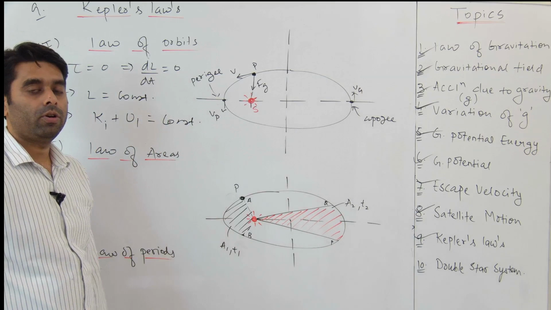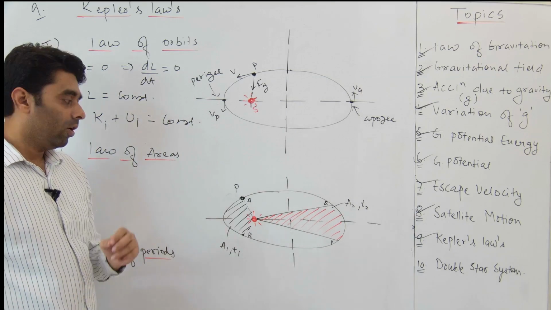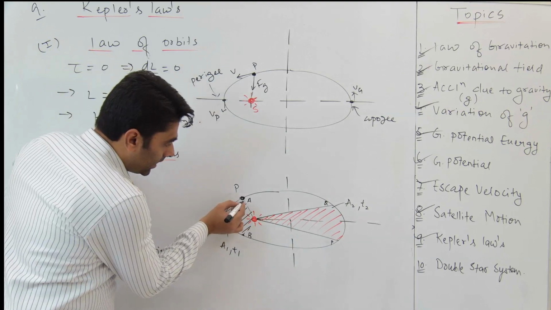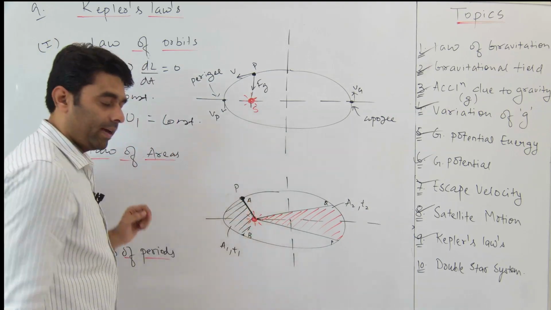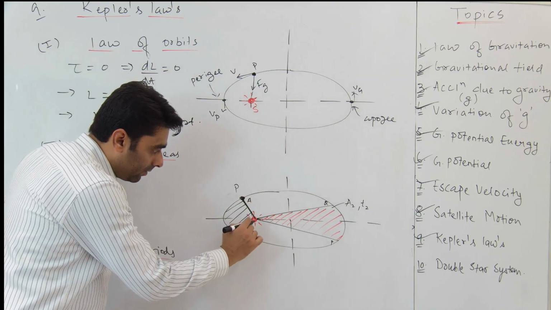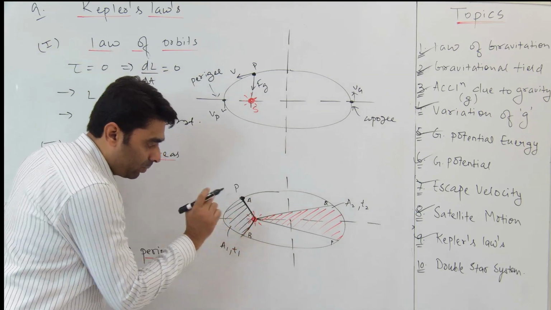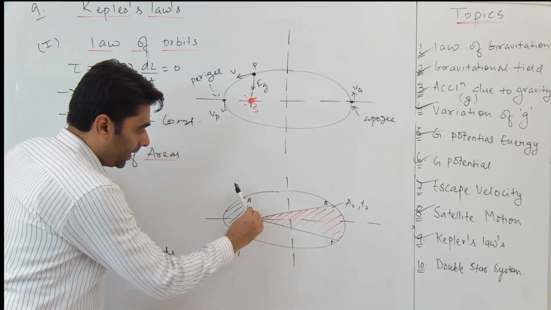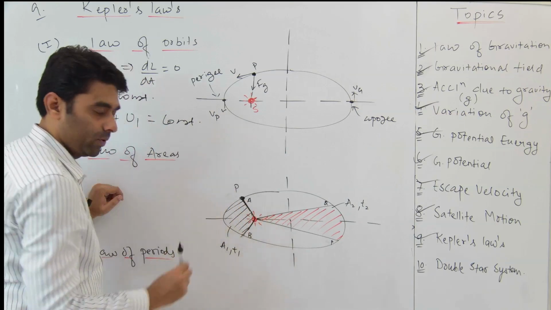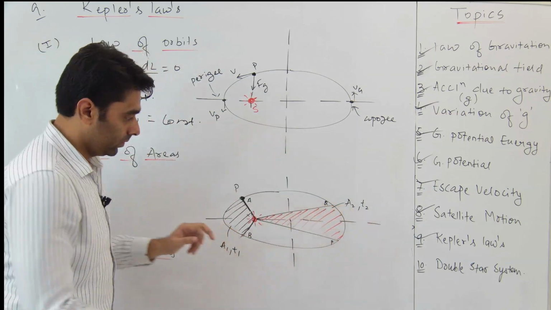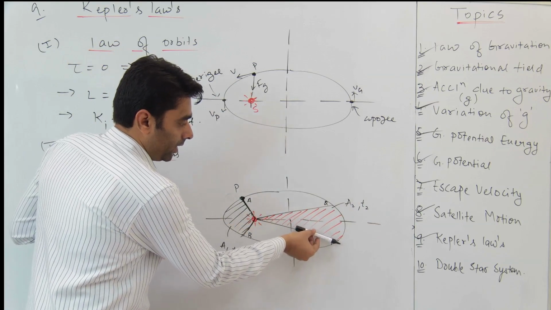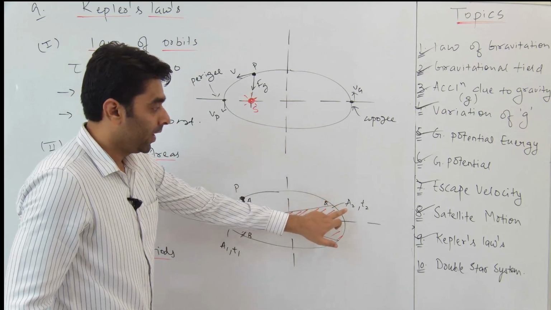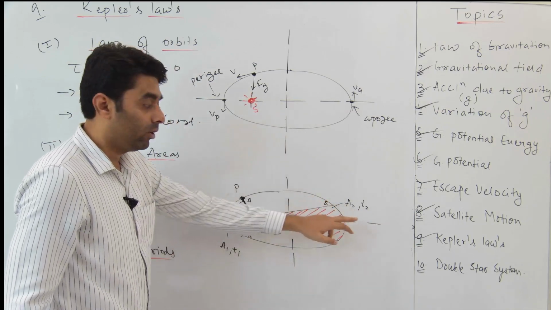Next, we are talking about the law of areas. What does the law of areas say? It says that the line joining the sun and the planet, let's say in time t1 the planet moves from point A to point B, and this line joining the planet and sun sweeps an area A1. In time t2, the line joining the sun and planet sweeps an area A2. That means the planet moves from point P to point Q, and this line sweeps an area A2 in time t2.